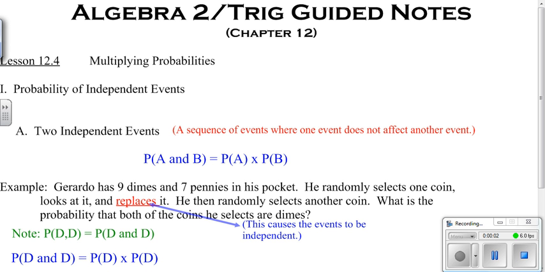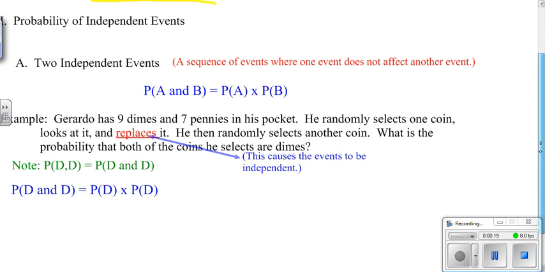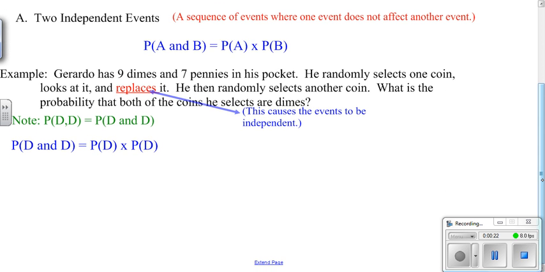Lesson 12.4 is all about multiplying probabilities. This is going to come into play a lot when we're using one event and another event, or one event or another event. These are instances when we'll need to multiply different probabilities together. So when we are looking at examples with two independent events, again, an independent event is when one piece does not affect the other. It's independent of the outcomes of the other events.